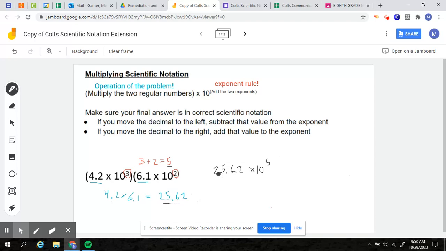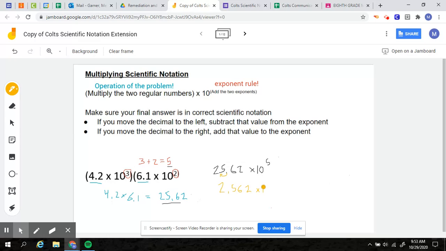But you will notice that it's not correct. It's not in correct scientific notation because I have two numbers to the left of my decimal. So the last step is I need to move this decimal one place to the left, because I want it to be 2.562. I only want one number to be to the left of it. So if I move it, it's then going to be in correct scientific notation.